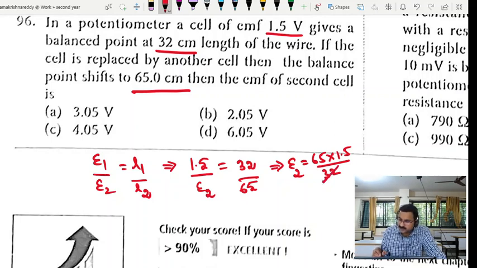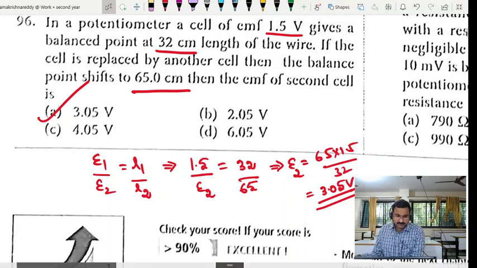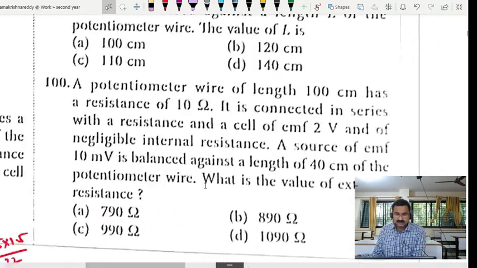Suppose it is 2 times only, then 2 into 1.5 means how much? 3 only. But it is not exactly 2 times, it is 2.0 something. So that's why the answer given is 3.05 volt only. If you solve this, 65 into 1.5 divided by 32, compulsorily that is what you are getting. There is no other possibility. So for this type of thing, don't wait for full cancellation; approximately, you can understand clearly from that.